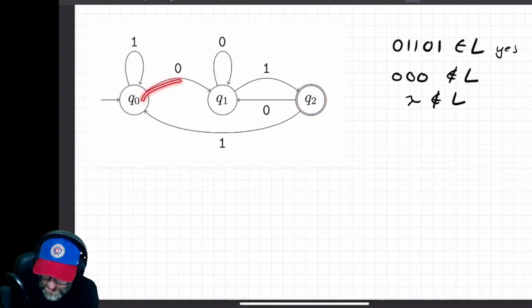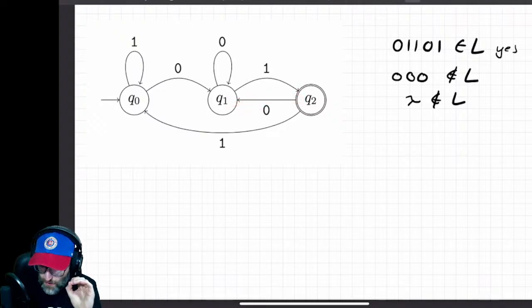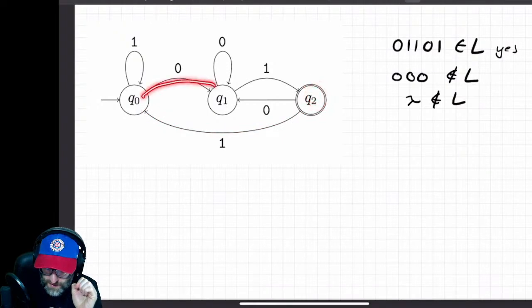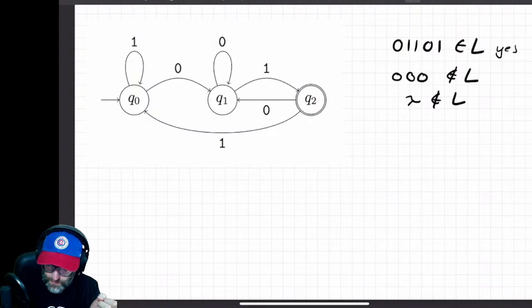I would have had to see 0, 1. Then if I saw another 0, I would immediately get out of this, but I would still have seen a 0. If I see another 1, all right, 0, 1. If I see a 1, I go all the way back to the beginning, and I only get over to this accept state if I see another 0 and 1, and then I stop reading the input.